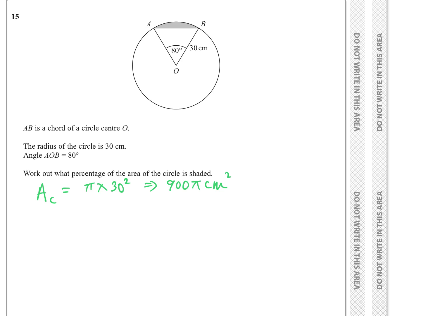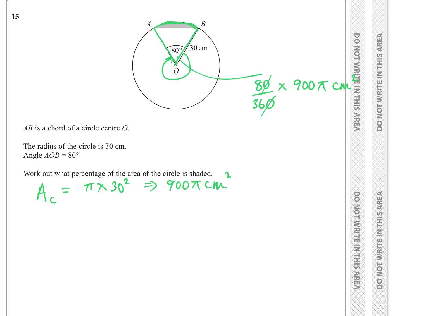Now, I'm not sure how good you are at finding areas of sectors, but if you think about the whole sector here, the slice, then that will be 80 360ths, because 360 is the whole way round and we've just got 80 degrees out of that whole turn. So the area of that sector would be 80 360ths of the area of the entire circle, which is 900 pi centimetre squares. And you can do the rest with your calculator, it's up to you.